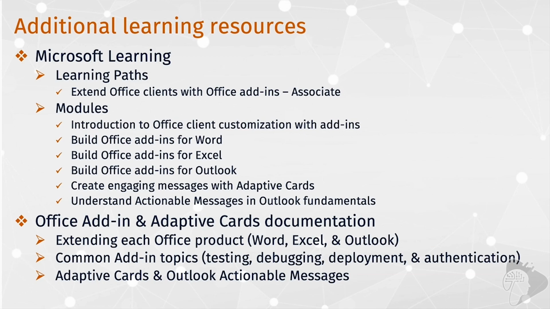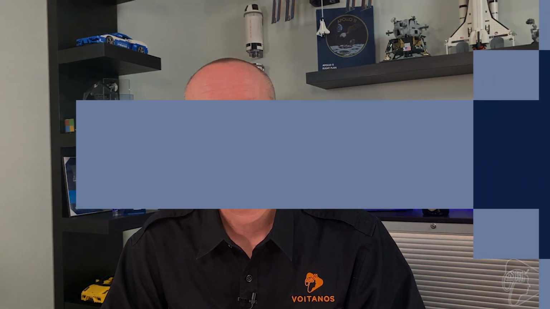And then also things like, how are you going to handle different authentication scenarios is another one that you need to do. And then finally, I've included a few links in the Microsoft Docs on adaptive cards and Outlook actionable messages as well. So in the next lesson, we're going to dive into what the different Office add-ins are and some fundamental concepts and different types of add-ins that are available to us. So I'll see you in the next lecture.